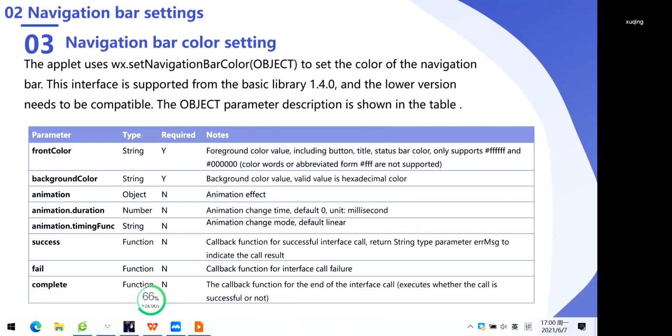We have the parameter success, which is the callback function. You see success, fail, and complete. They are usually the same. You see success is the callback function for a successful interface call and returns a string parameter to indicate the call result. Fail is the callback function for interface call failure, and complete is the callback function for the end of the interface call. It executes whether the call is successful or not. You see these 8 parameters.